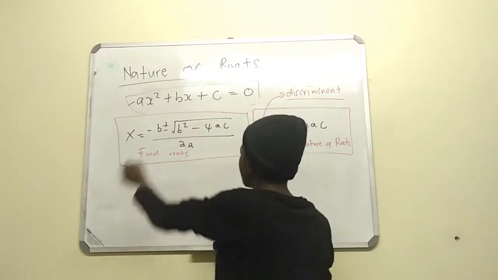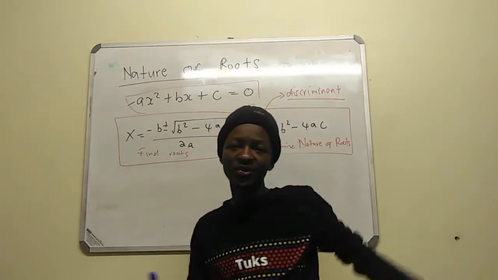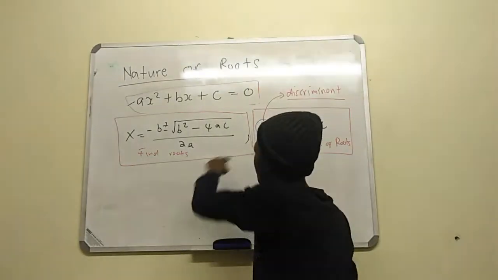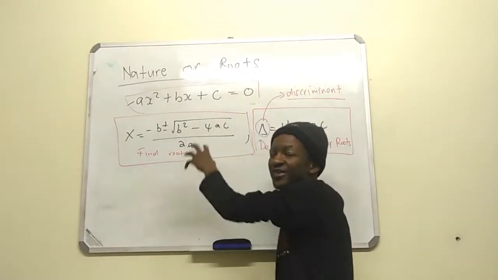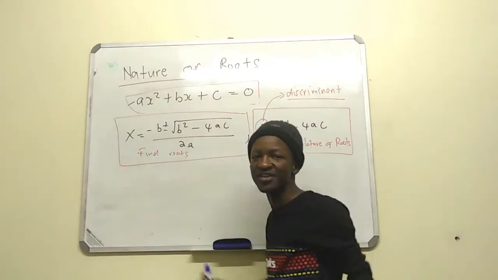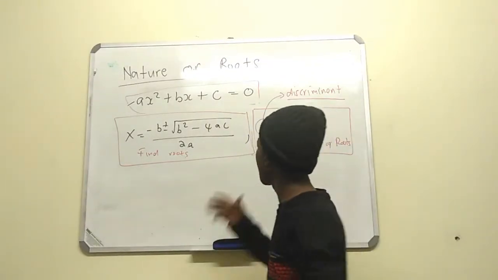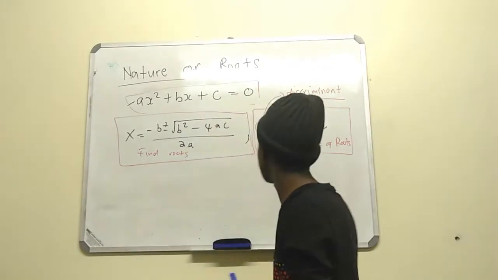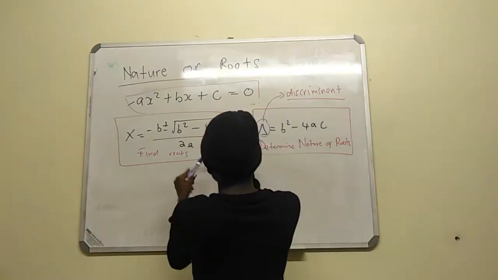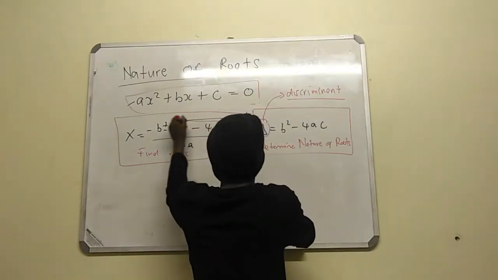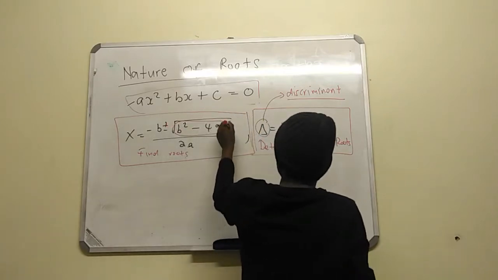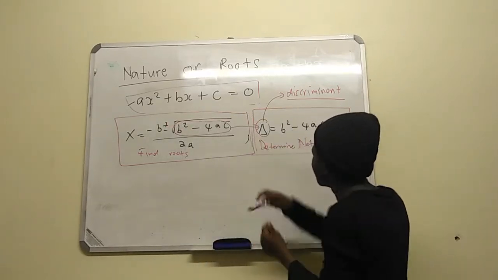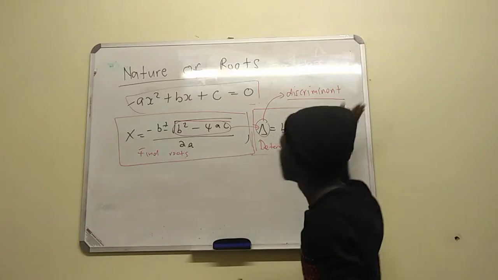If you want to find the roots of any given quadratic equation, we can use this formula. But if we want to know the nature of the roots, we're going to use the thing that is inside the square root. This one we call the delta, also called the discriminant.